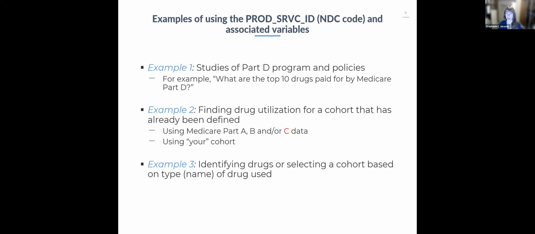Or maybe we've got a cohort of people that we've defined. We've used A and B data to identify people with hepatitis C. We'll be talking about that example. And we want to know, are they taking any prescription drugs associated with that? How are we going to find that particular drug in the PDE? Or we could be interested in identifying drugs, or saying we want a cohort of everyone who is taking a hepatitis C drug. And then we would ask for the cohort to be created based on product service ID.